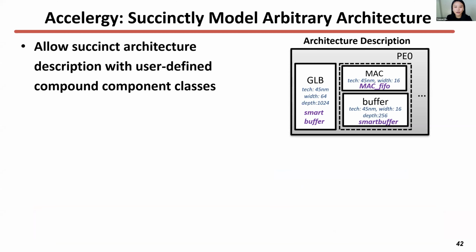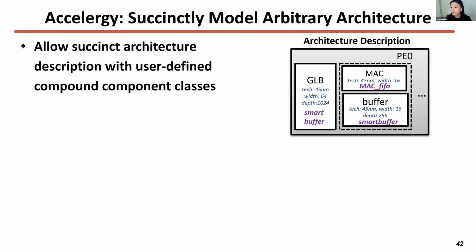So first, similar to existing work, we use compound components in our architecture description. But since a lot of accelerators have their own optimization to their hardware, we allow architecture descriptions with user-defined compound component classes. So you probably have noticed here we have a very simple architecture description. However, the global buffer and the local buffer are of the smart buffer class, which is user-defined and is composed of the address generators and the actual storage.